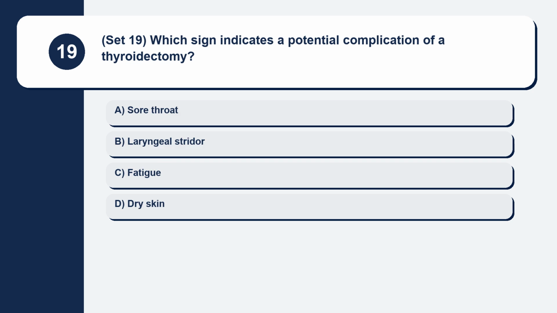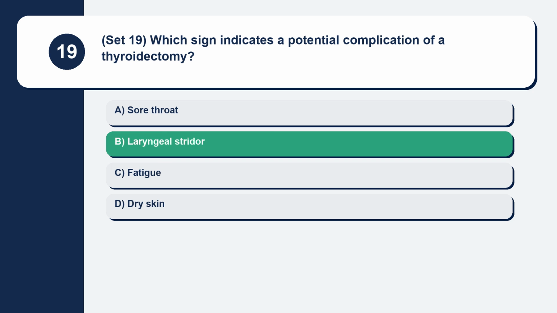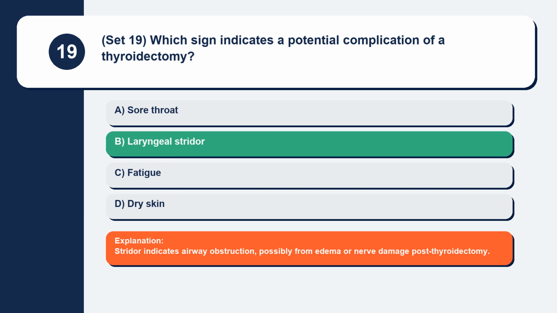Question 19. Set 19. Which sign indicates a potential complication of a thyroidectomy? Sore throat, laryngeal stridor, fatigue, dry skin. Stridor indicates airway obstruction, possibly from edema or nerve damage post-thyroidectomy.